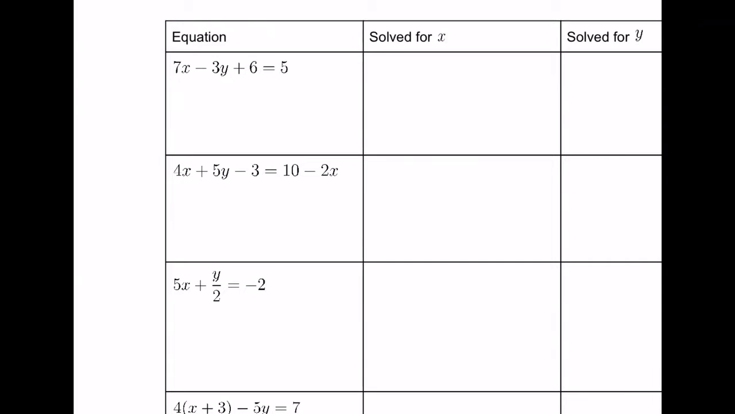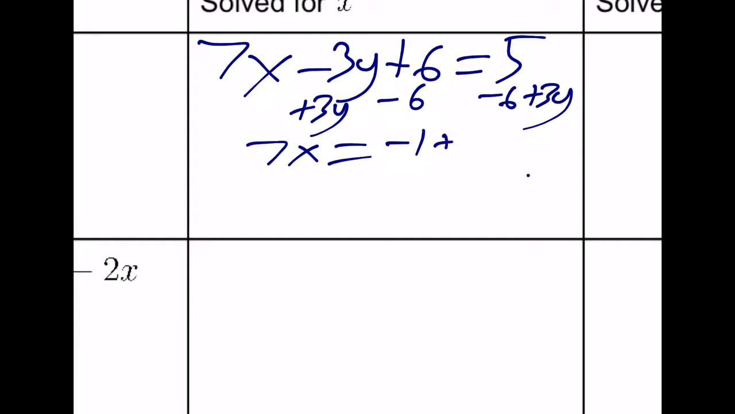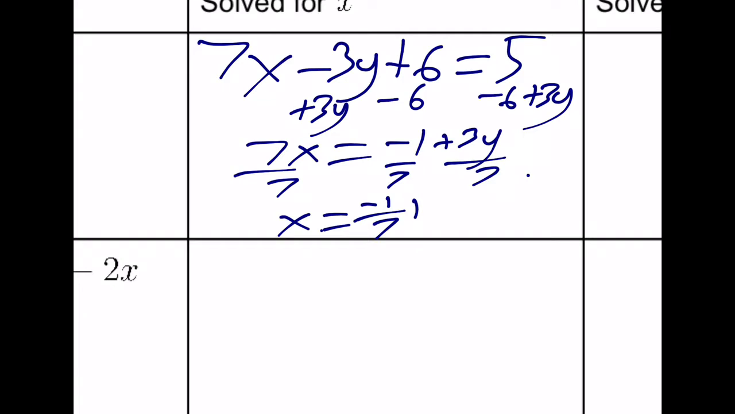Moving on to the back and still solving for x. If I have 7x minus 3y plus 6 is equal to 5, I can add 3y to both sides and subtract 6 from both sides. So I have 7x is equal to negative 1 plus 3y. And when I divide everything by 7, I get x is equal to negative 1/7 plus 3y over 7.